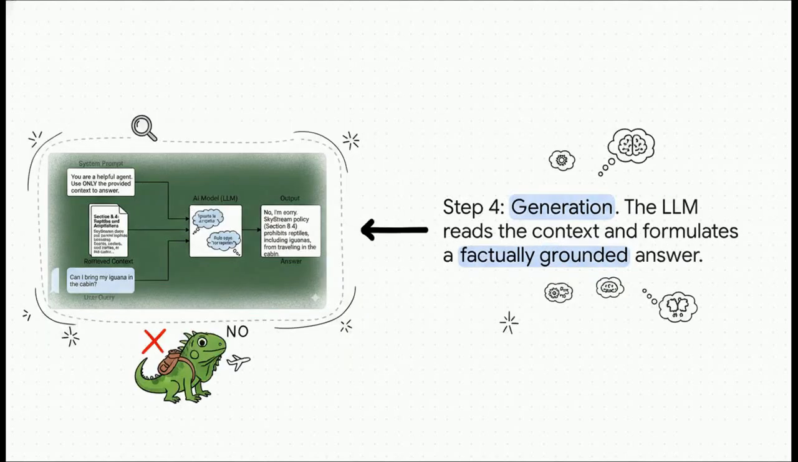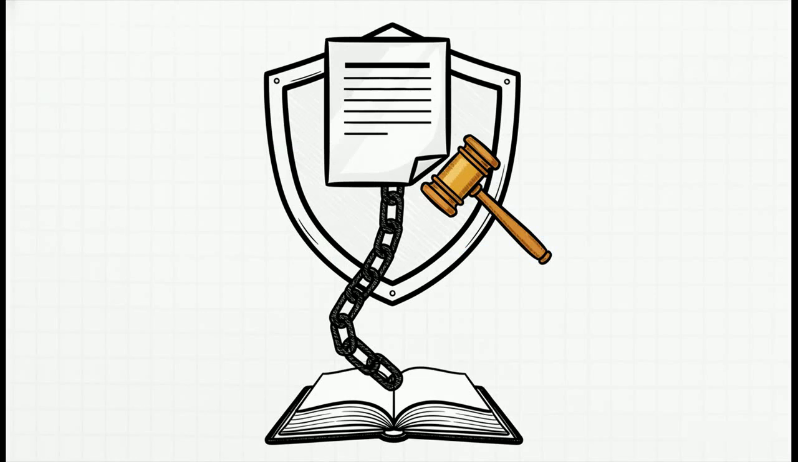And finally, that big, combined prompt gets sent to our writer, the LLM. So what does the LLM do? It just reads. It sees the rule about no reptiles, it sees the question about the iguana, and putting two and two together is easy. It generates a perfectly correct, helpful answer. And the key again is that its answer is based only on the facts it was just handed. No guesswork involved.